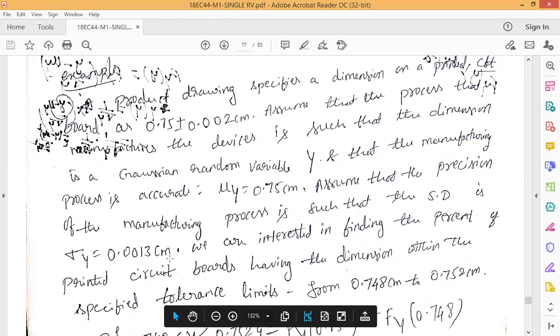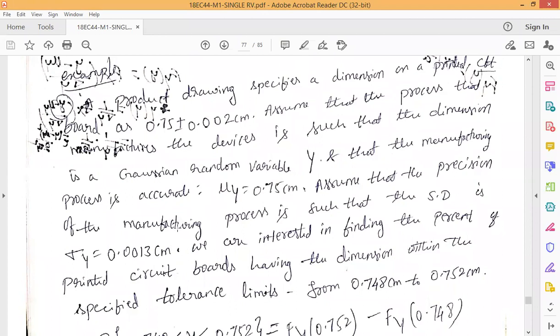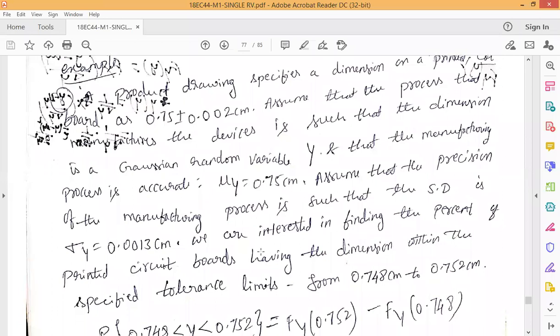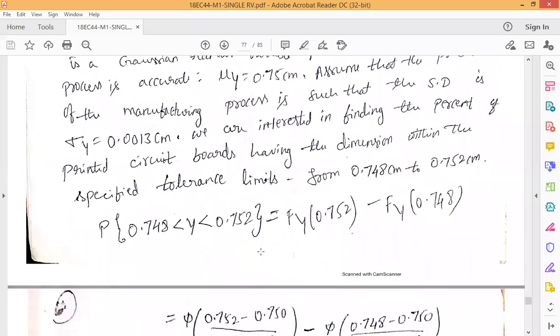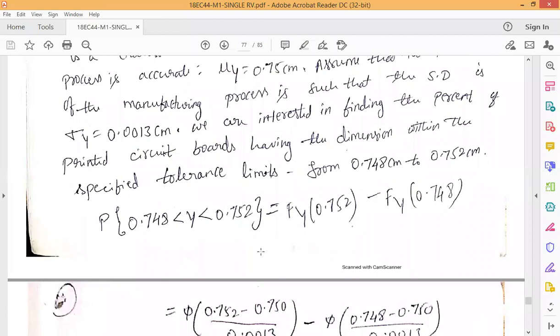Given all these parameters, we will be interested to find the percent of the printed circuit boards having the dimension within the specified tolerance limits from 0.748 centimeter to 0.752 centimeters. So we'll see how to calculate the percentage within the tolerance limits.